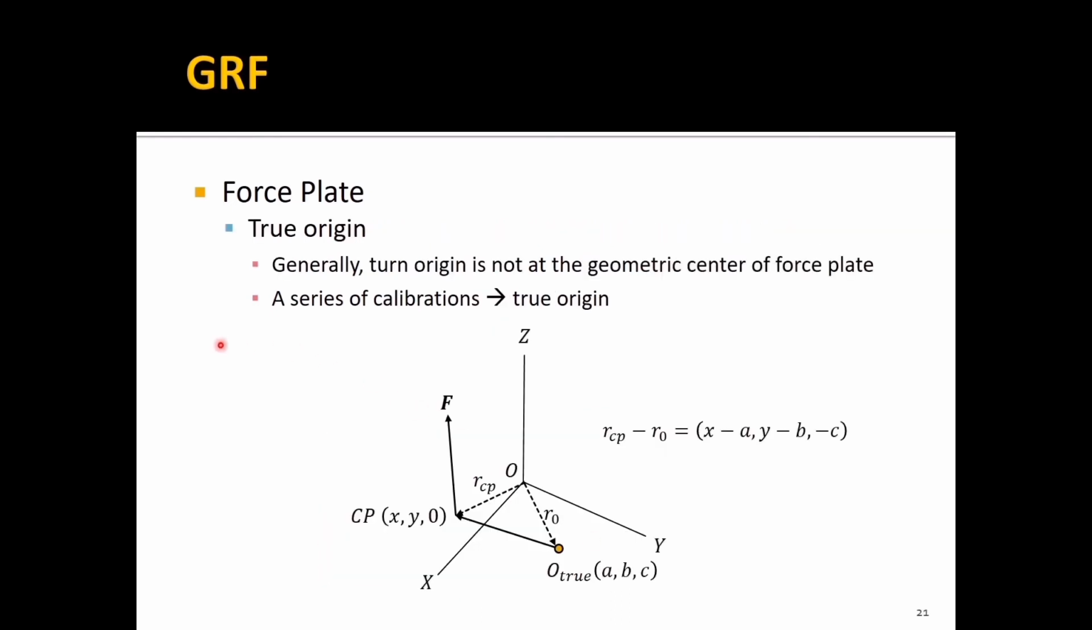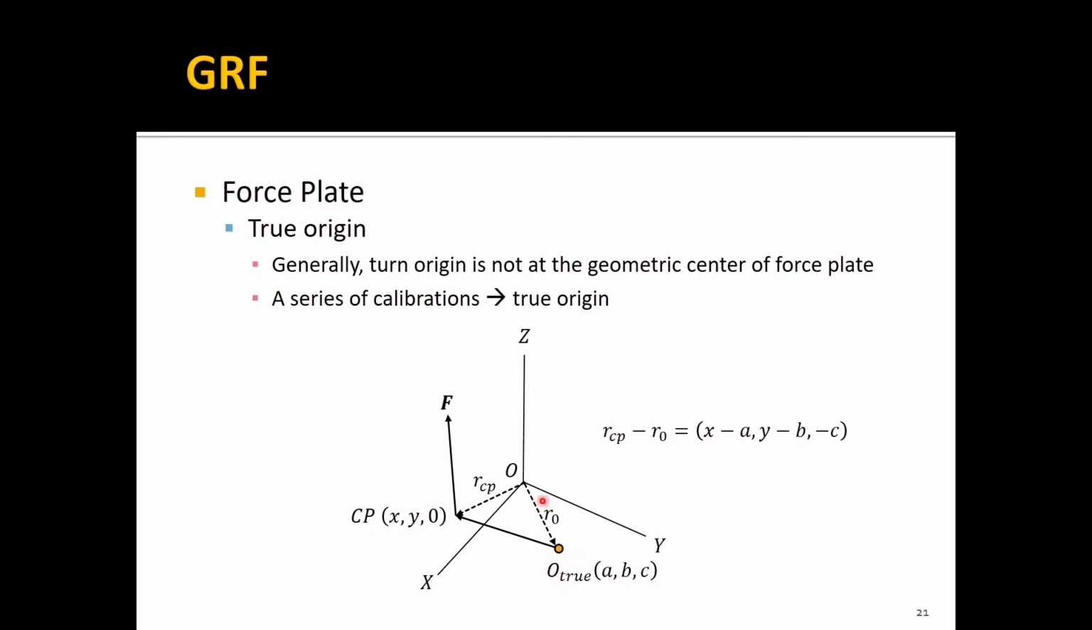In general, the true origin of the strain gauge force plate is not the geometric center of the force plate due to problems in the manufacturing process. That's why the manufacturers usually go through a series of calibrations and estimate the position of the true origin. So we need to define the center of pressure not relative to the geometric center of the force plate, but relative to the true origin.